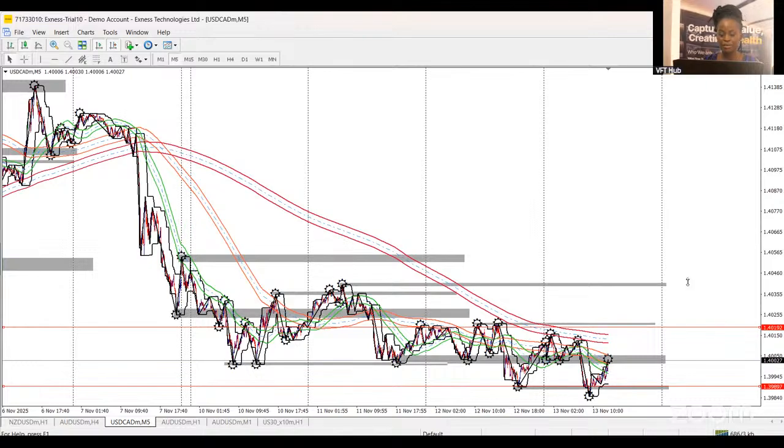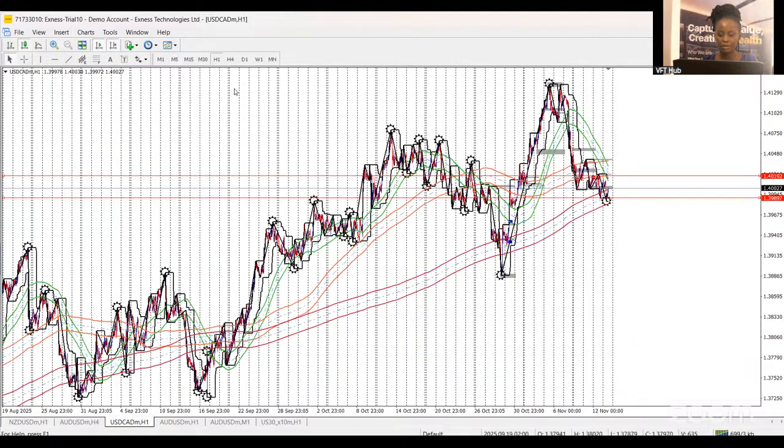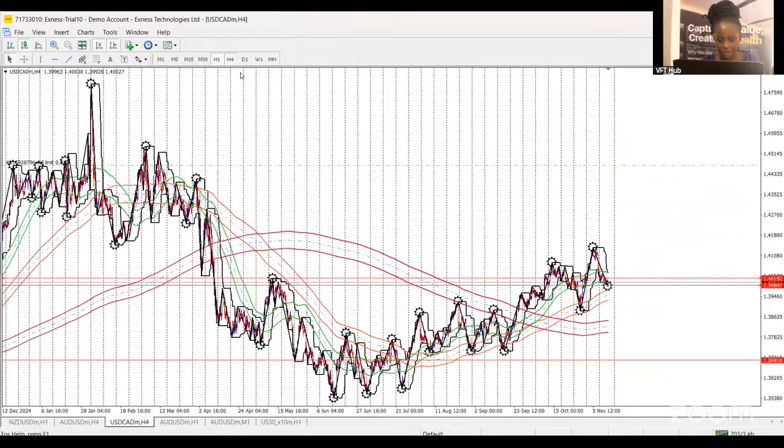So if price happens to break through USD CAD, breaks through 1.40192 and breaks above this other POI here, then we know that USD CAD will have an even deeper retracement before we see anything else happen. So that is pretty much it.